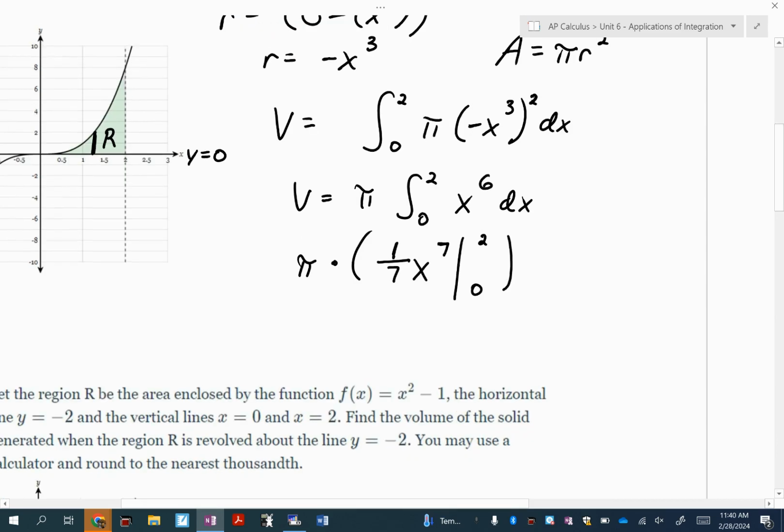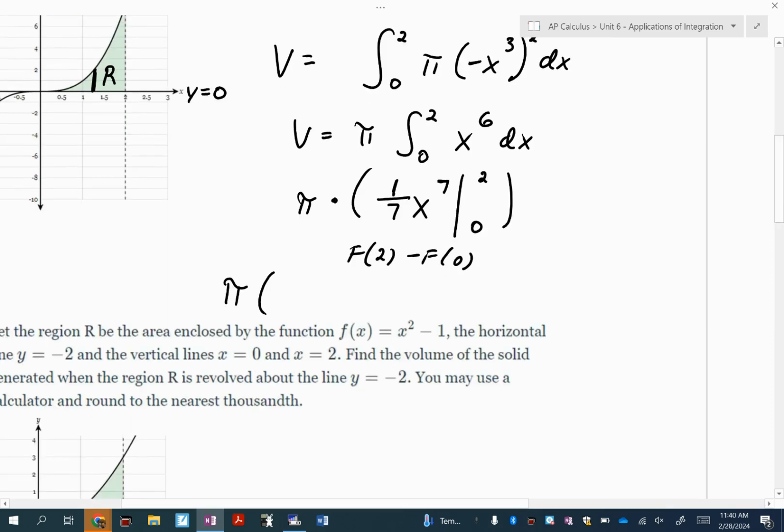All right, so don't forget that this pi will eventually multiply by that whole thing. Okay? So we're doing that f of 2 minus f of 0. Why is this making me happy? 0. Because I see 0, and I want to make this very clear: just because it's 0 doesn't mean it's happy. I'm happy because if I plug in 0 to this x to the 7th power, I get 0, right? 0 times 0 times 0 times 0 times 0 times 0 times 0 is 0. All right, so that is fine. That's all 0. So really all I have to do is pi times 1/7 times 2 to the 7th power.